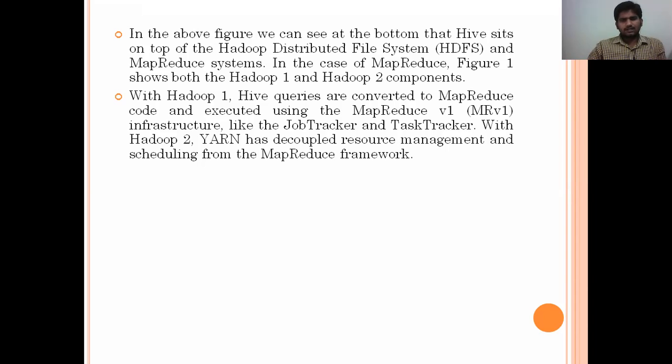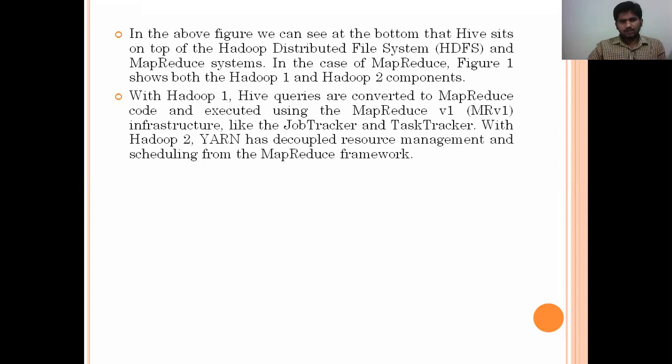So these are the two different versions, version 1 and version 2. How are we going to use them? Hive queries are converted into MapReduce code and executed by using version 1 infrastructure, like JobTracker and TaskTracker. So this is the one.